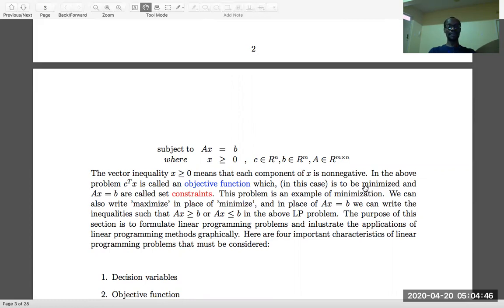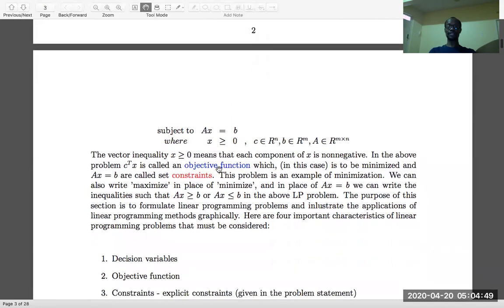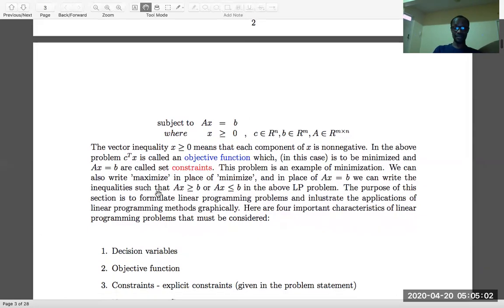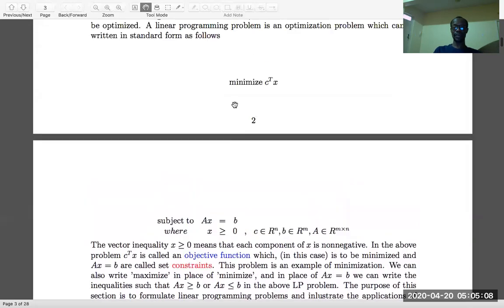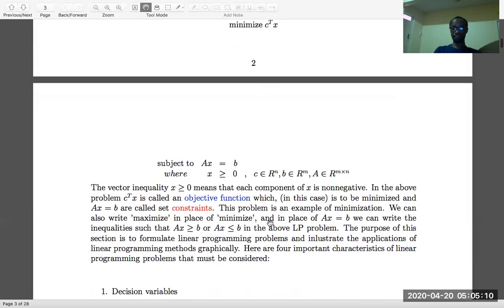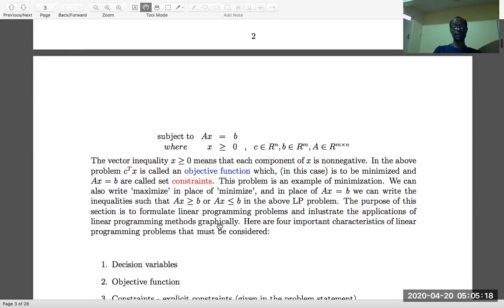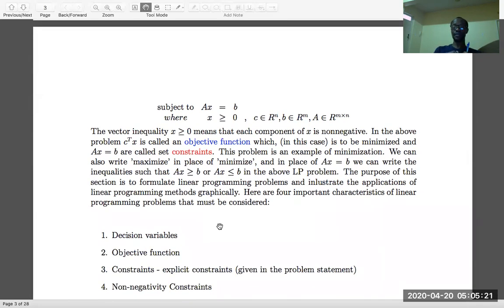In the above problem, this part is called the objective function, which in this case is to be minimized, and A and b are called the set of constraints. This problem is an example of a minimization. We can also maximize by replacing minimize with maximize, and in place of equality we can write inequalities such as greater than or less than. In the above LP problem, the purpose of this section is to formulate linear programming problems and illustrate the application of the linear programming method graphically.